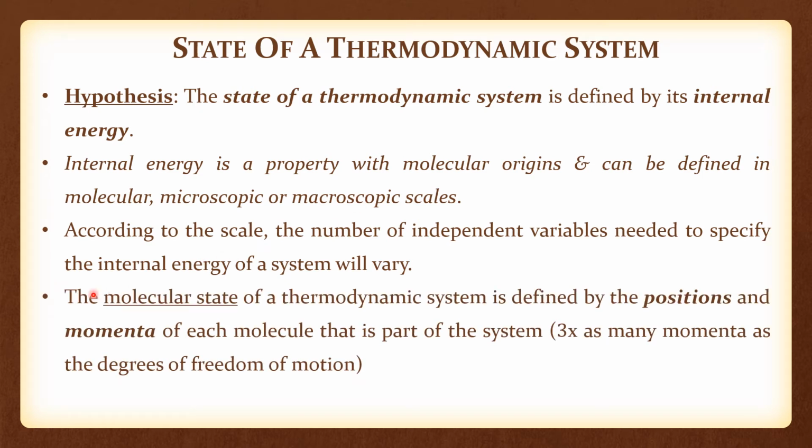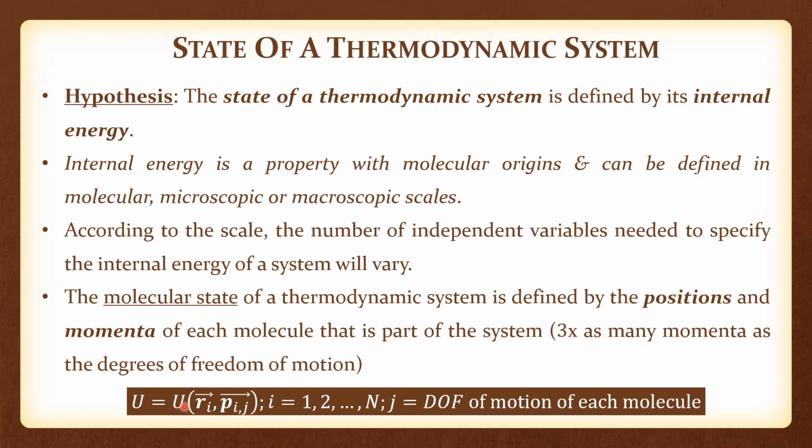So as we were mentioning just now, the molecular state of a thermodynamic system is defined by the positions and momenta of each molecule that is part of the system. 3 times as many momenta as the degrees of freedom of motion. So if there is only a translational degree of freedom of motion, then you have x, y, z, or r theta z or r theta phi, depending on what coordinate system you are looking at. So 3 times as many momenta, and then if you have translational plus rotational, then again for rotational you will have 3 times as many as well, and for vibration and so on, right? So u is defined as a function of r_i, where i is the index indicating the number of molecules, and p_ij for each molecule for however many degrees of freedom there are. So you have to define those momenta.